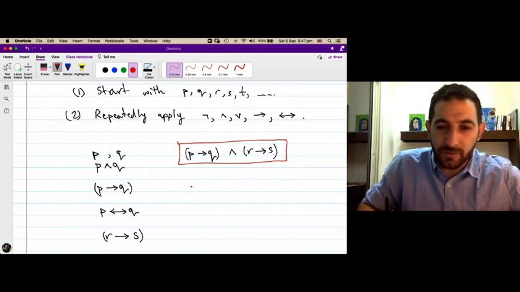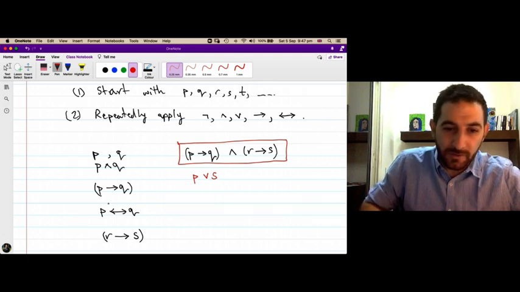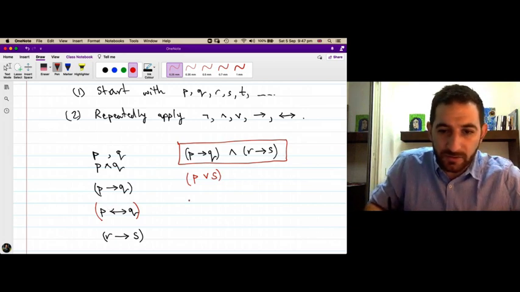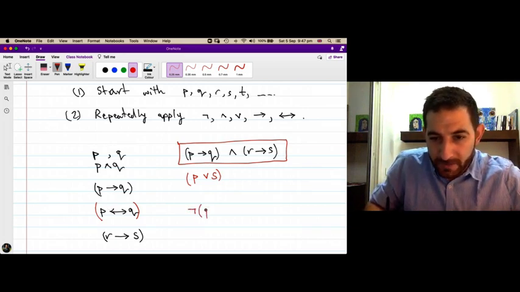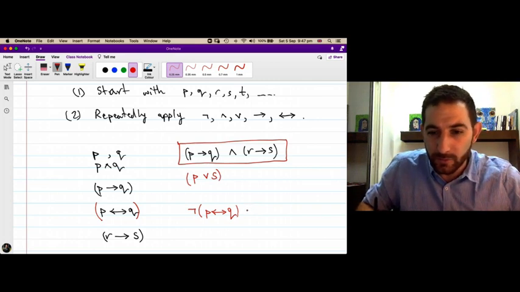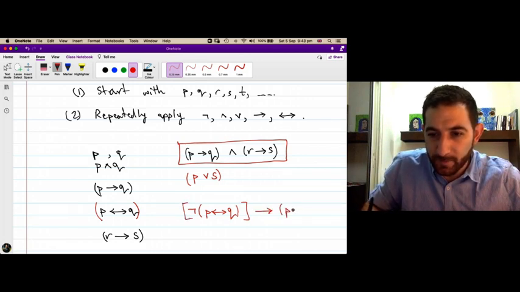Okay, what else can we have? We can have, for example, P or S, and now this is a proposition and this is a proposition. So now we can apply the logical connectives on these propositions. So I can apply the negation on this one, so we get not P if and only if Q. So this is now a proposition. I can connect this and this with implies. So this, if you want, like this implies P or S.